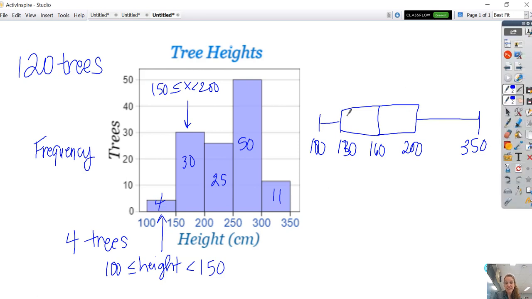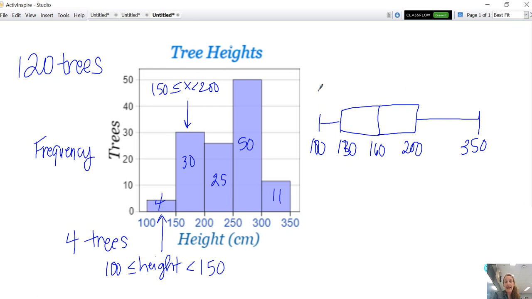I know that there is, for sure, a tree that has a height of 100 centimeters. Our minimum, that's the smallest piece of data in the data set, our minimum is 100. I can say for a fact, there is a tree that I measured that has a height of 100 centimeters. And I know for a fact that there's a tree that has a height of 350 centimeters. Those 2 things I know for sure based on this box plot.